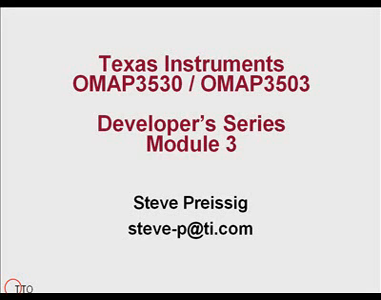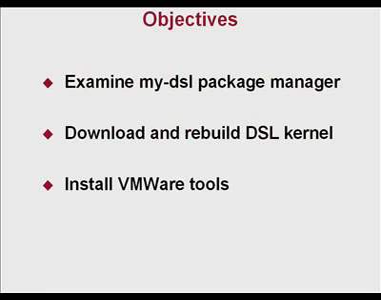Welcome to the Texas Instruments OMAP 3530 and OMAP 3503 Developer Series, Module 3. We'll begin this module by examining the my-dsl package manager for the Damn Small Linux distribution. We will then use this package manager to download the source for the DSL kernel, which we will rebuild. And finally, we will install VMware tools.